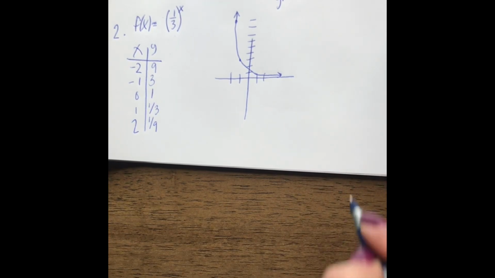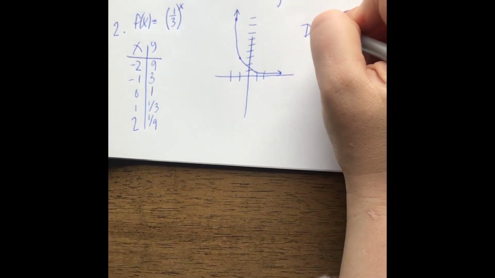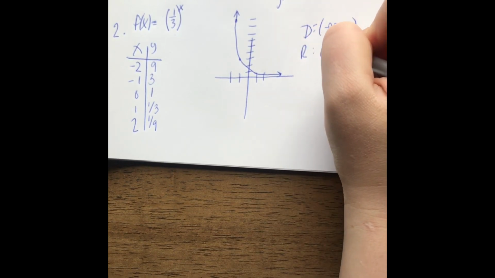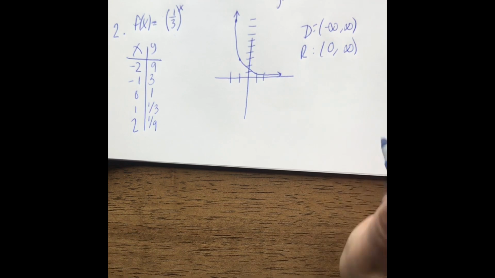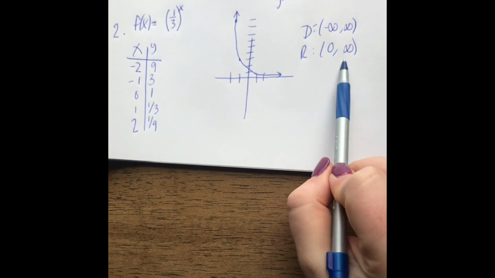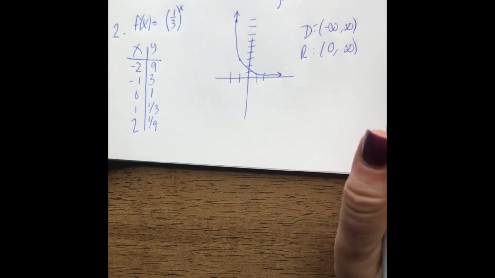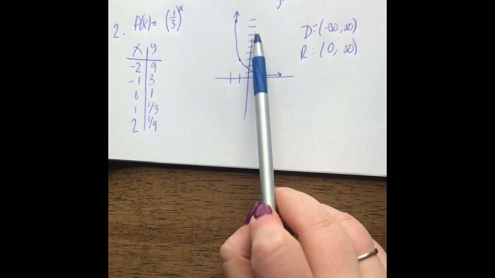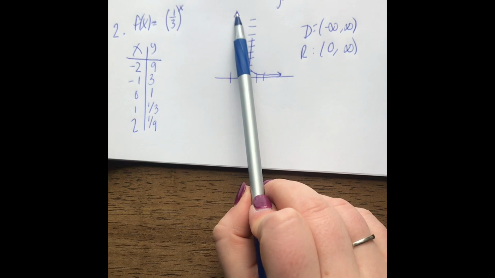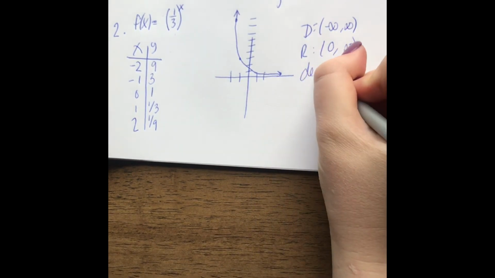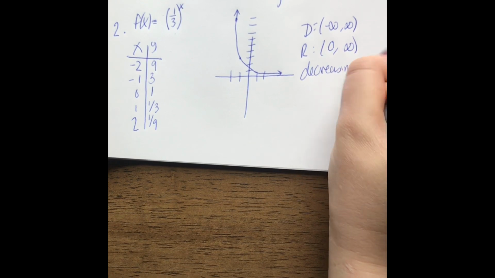So again, our domain for all exponential functions is -infinity to infinity. Our range is 0 to infinity again. It's not always 0 to infinity, just so you know. The range can sometimes be different, but the domain will always be -infinity to infinity. And is this increasing or decreasing? As we travel from left to right, are we walking uphill or downhill? Downhill, so this is a decreasing function.